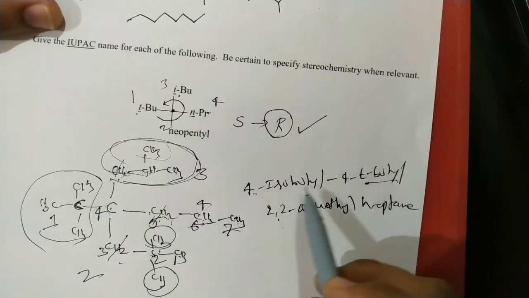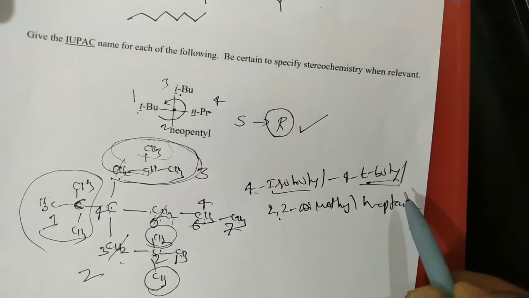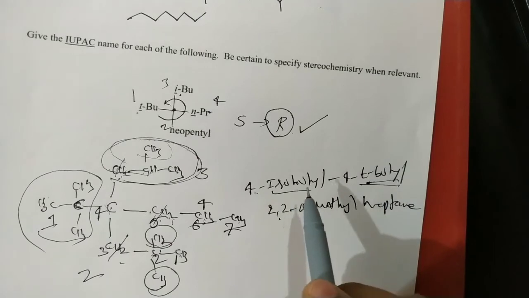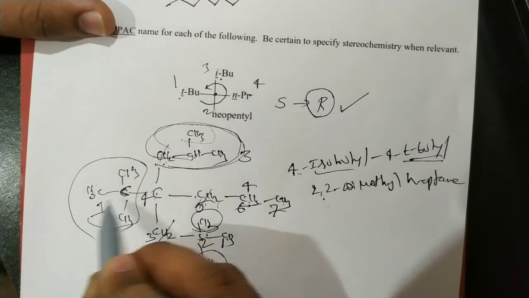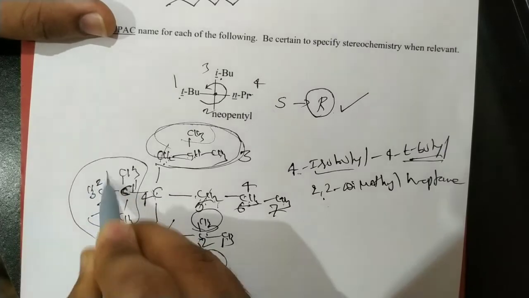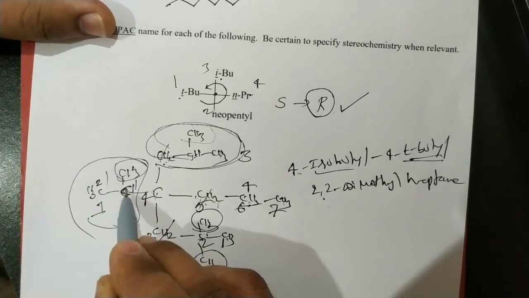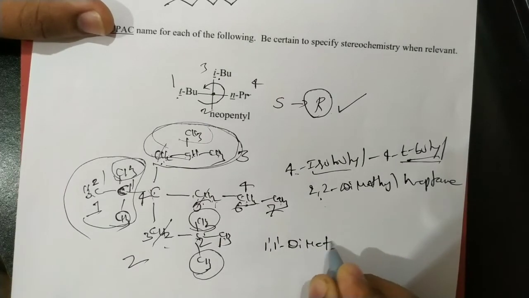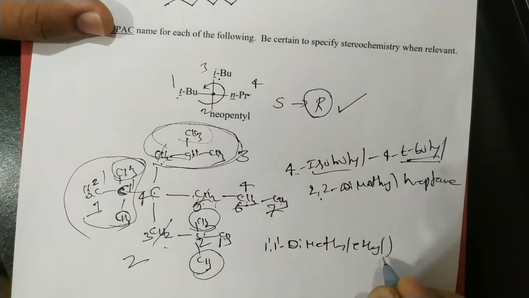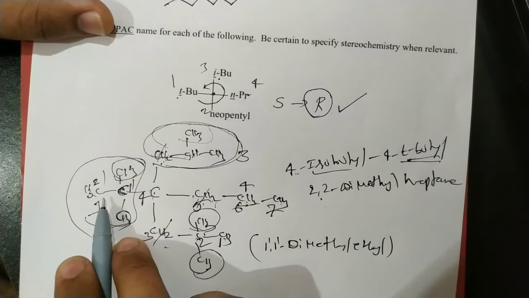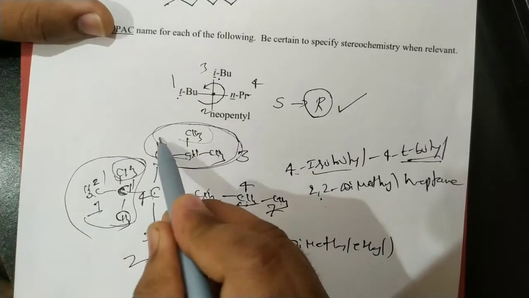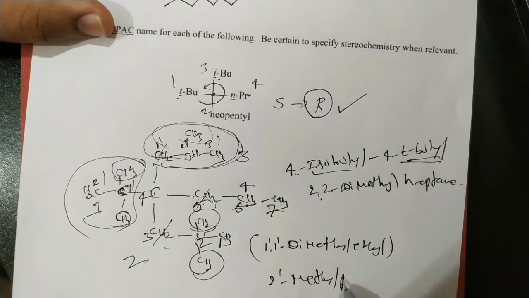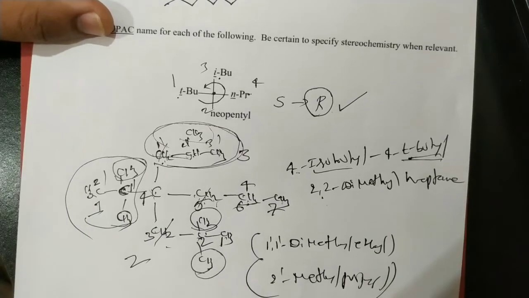In IUPAC nomenclature we can use isobutyl and tertiary butyl, those common names, in IUPAC naming. Or we can give the systematic nomenclature also. Systematic nomenclature means: it is 1-carbon, second carbon, 1,1-dimethylethyl. That is the IUPAC name for this group. Next, for this group, 1, 2, 3 carbons, that means 2-methylpropyl. That is the systematic name for that group.